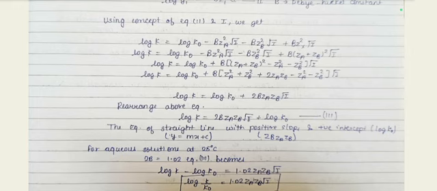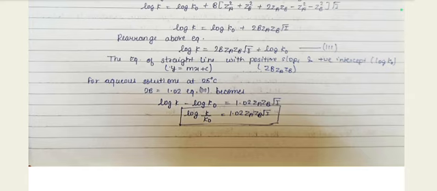This is the equation of a straight line with positive slope and positive intercept, log k₀, of the form y = mx + c. For aqueous solution at 25 degrees Celsius, 2B = 1.02. The equation becomes log k - log k₀ = 1.02 zAzB √I, that is, log k/k₀ = 1.02 zAzB √I.